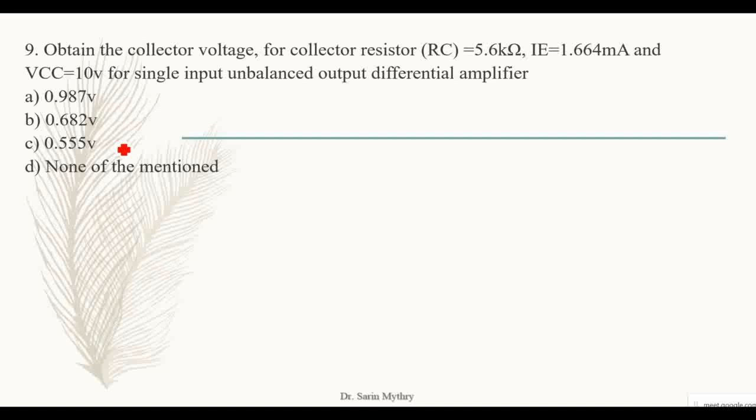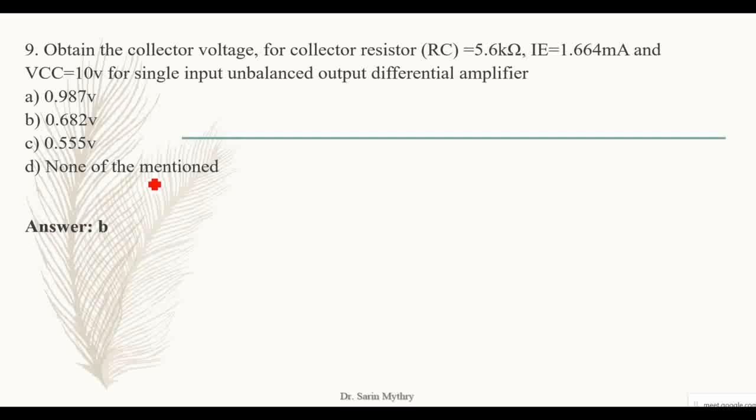This differential amplifier has one input and one output. We are supposed to find the collector voltage. That means you are supposed to find the output voltage, because the collector is the terminal where you get your output voltage. The voltage across the collector is called the collector voltage. It is nothing else but the output voltage of your differential amplifier. The options are 0.987 volts, 0.682 volts, 0.555 volts, or none of the above.